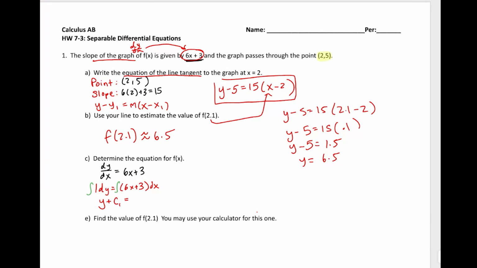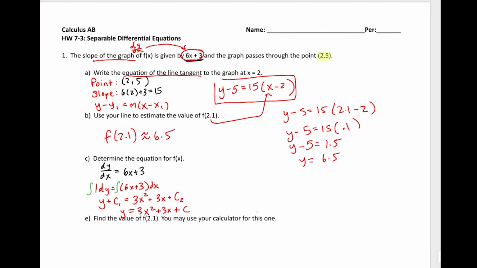equals, and now we can use the anti-power rule to integrate the right-hand side with respect to x. So I'm going to increase that exponent by 1, making it x squared, and then dividing 6 by 2 to get 3x squared plus 3x, and then it's got its own little c value over here. So if I move the c's and combine them, I'm going to get y equals 3x squared plus 3x plus c.